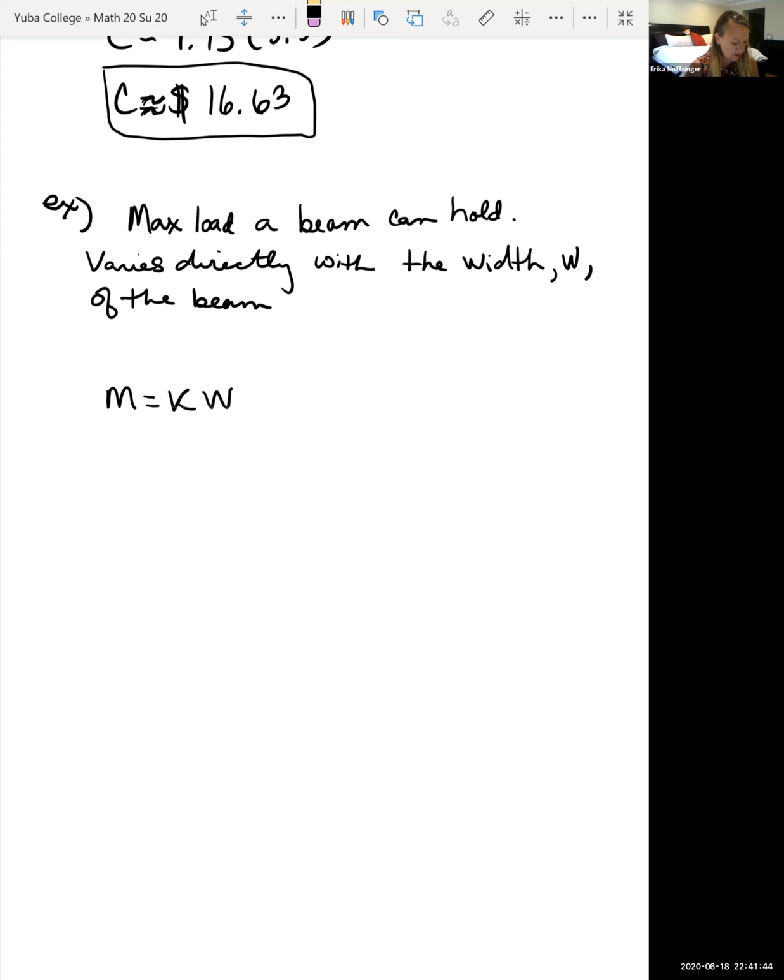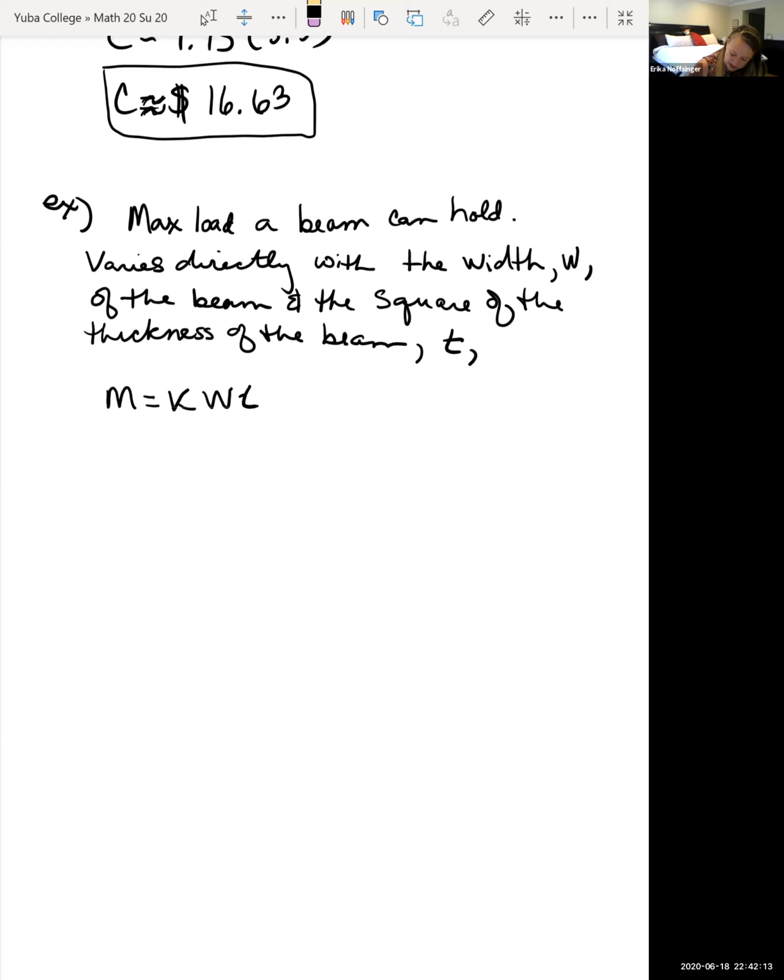And the square of the thickness of the beam. Thickness, well, maybe T. So with a square of the thickness, T squared. And inversely with a length. So we can call the length L.